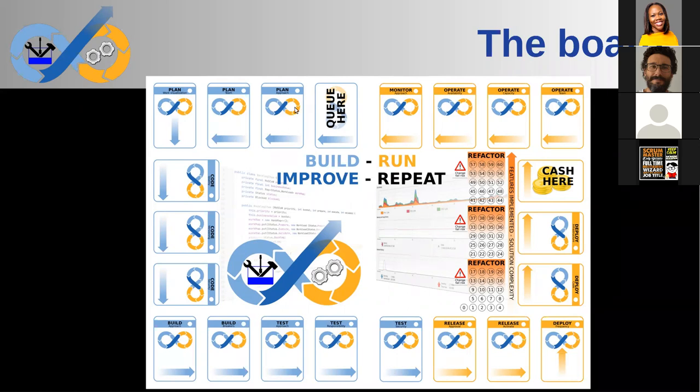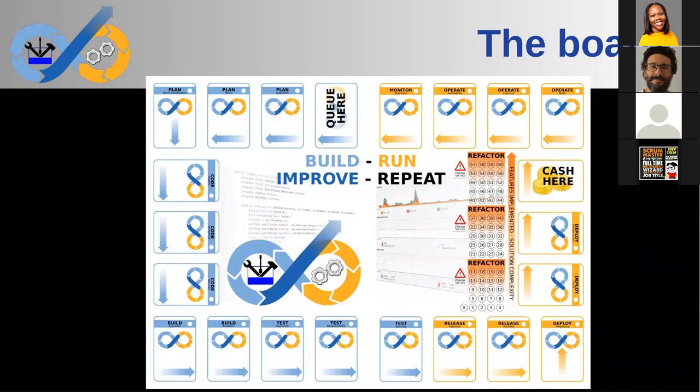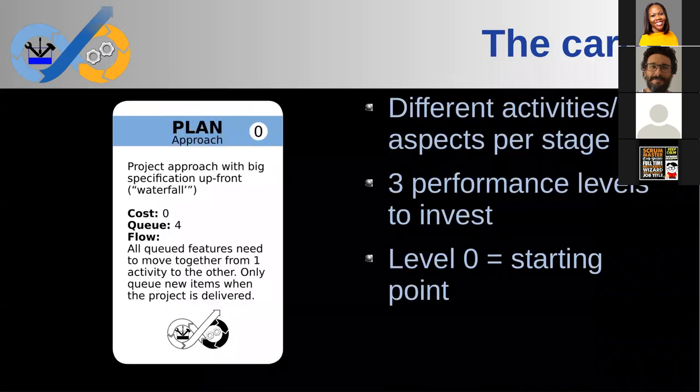What you see here are placeholders. This is just a spot on which you will put some cards. These are the cards. The cards have a front and a back side. Each activity, like you see on the placeholders, has different cards, and each card has, it's not three, but four performance levels, from 0 to 3. And each card shows the stage in the loop, the name of the activity, the performance level, and a description of what this is about and what it corresponds to.